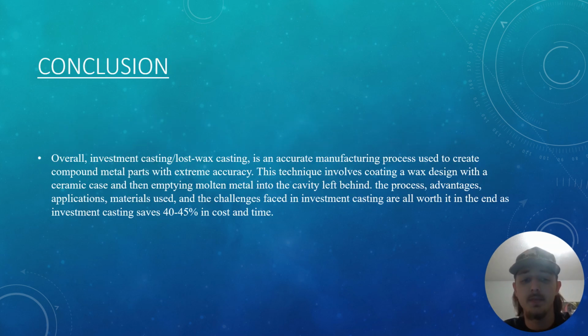In conclusion, investment casting, or lost wax casting, whichever one you prefer, is an accurate manufacturing process used to create compound metal parts with extreme accuracy and precision. This technique involves coating a wax design with a ceramic case and then pouring molten metal into the cavity left behind. The process, advantages, applications, materials used, and the challenges faced in investment casting are all worth it in the end. As stated before, investment casting saves 40 to 45% in cost and time.